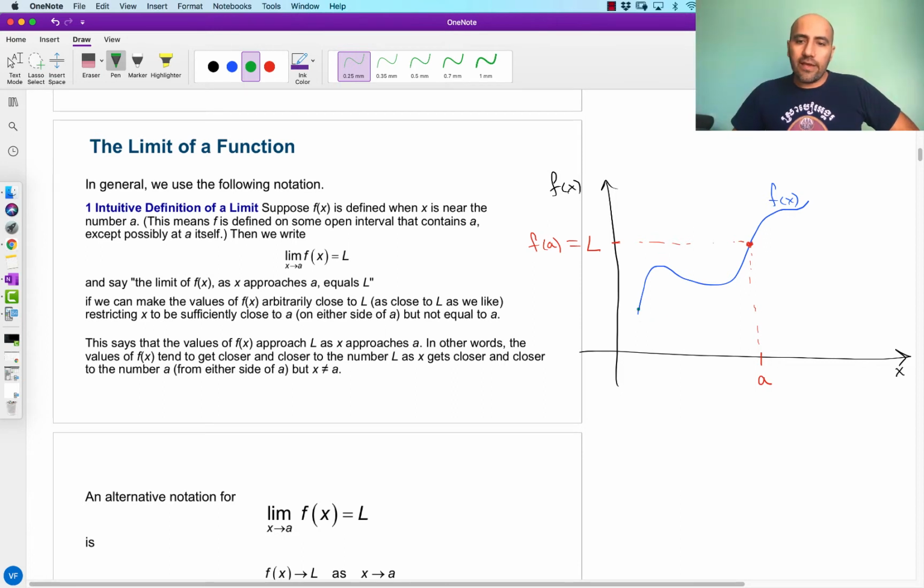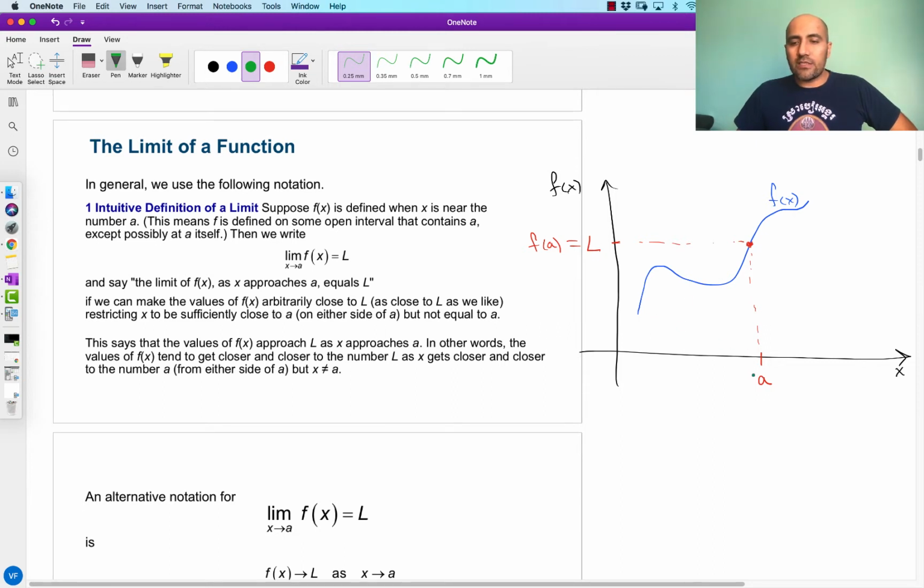Okay, so let's say that we have this function f of x just arbitrarily drawn to look like this, and we're interested in the limit as x approaches a. So let a be some value in the domain of f of x, and so therefore it maps onto f of x, and so we have f of a equals L.